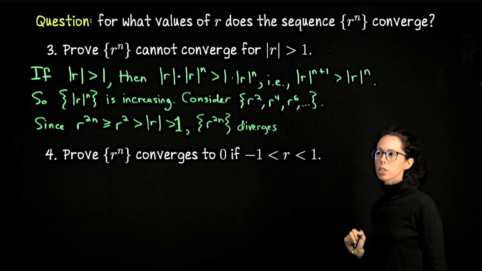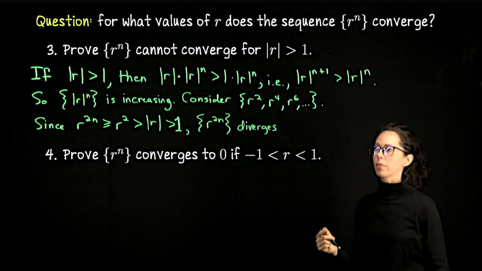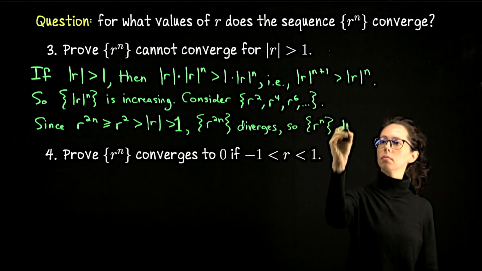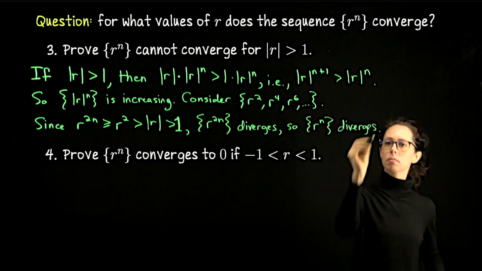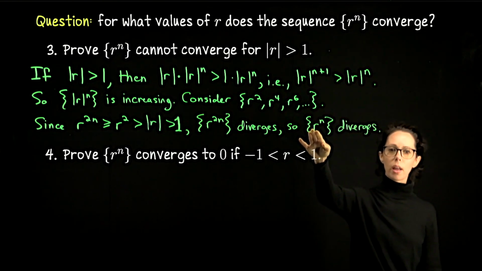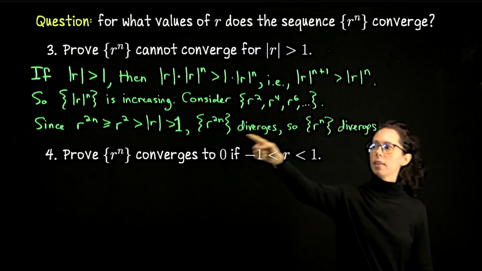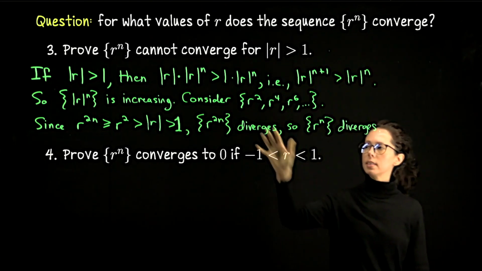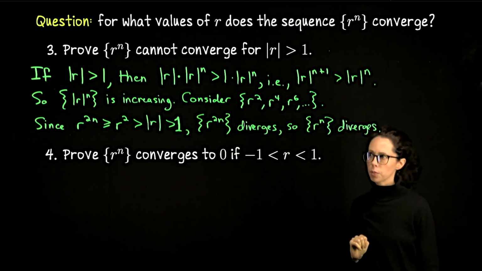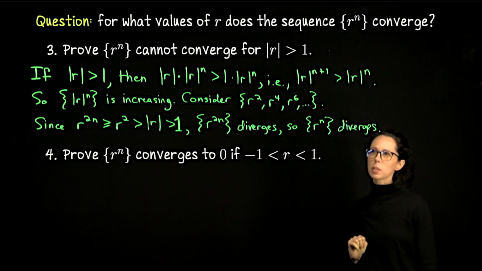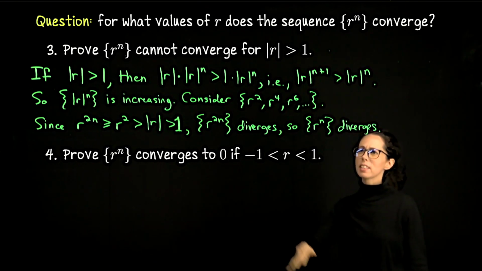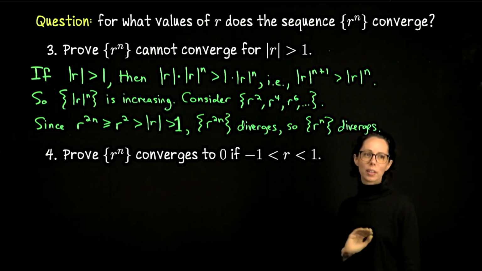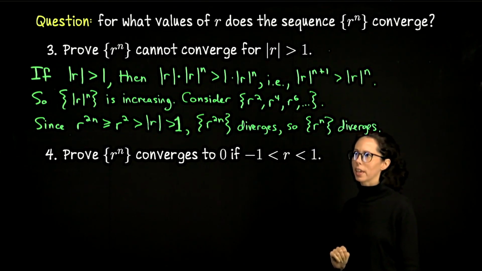But if that sequence diverges, then that means that r to the n would have to diverge. If r is greater than 1 or less than -1, this would be the subsequence of every other term where the index is even. Since it's not converging, the original sequence couldn't converge. Okay, this was perhaps a wordy way of saying that the sequence grows without bound to infinity. It cannot converge. So if the size of r is greater than 1, r to the n cannot converge.